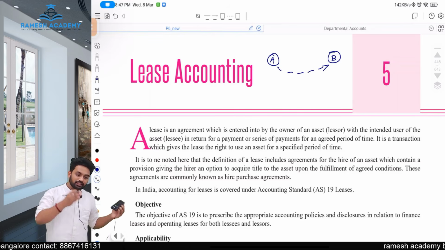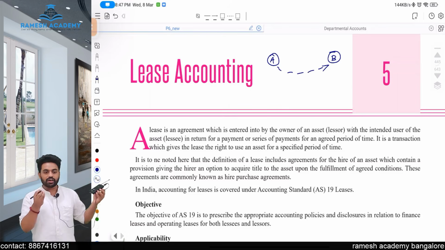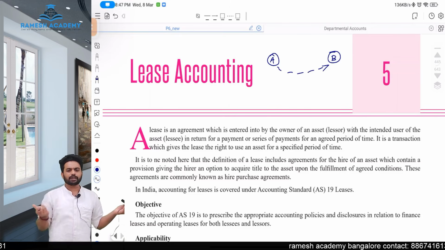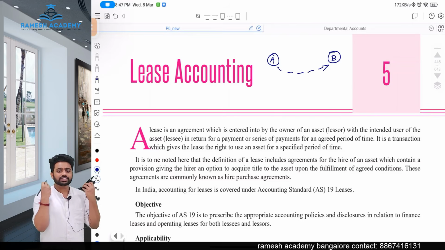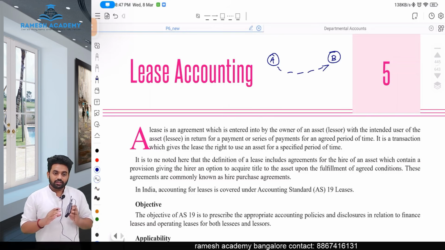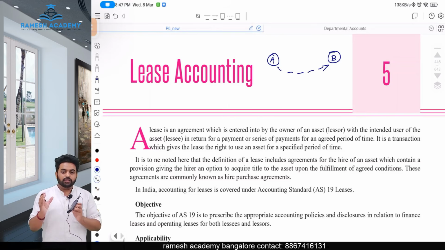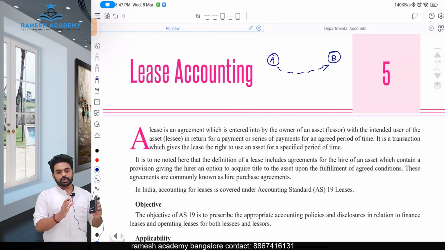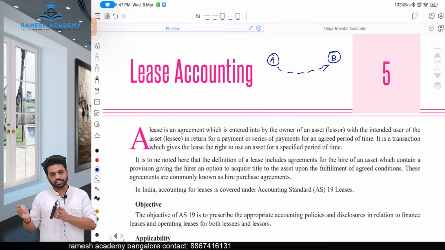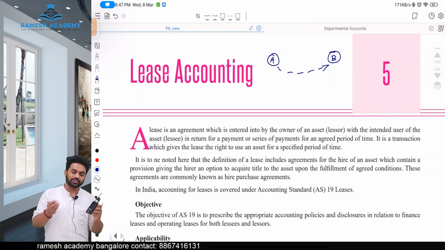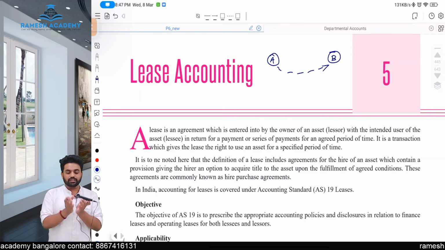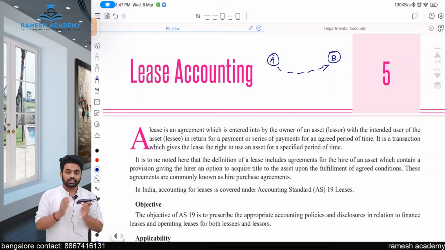He might pay monthly, half yearly, quarterly or yearly, depending upon the agreement, or in a single term he might pay a certain amount. A will allow B to use his asset for the period they agreed. For example, for the next 5 years, B is going to pay 1 lakh rupees every year for using the asset which is with A. That 5 years is the specified time period, and it is called the lease term.